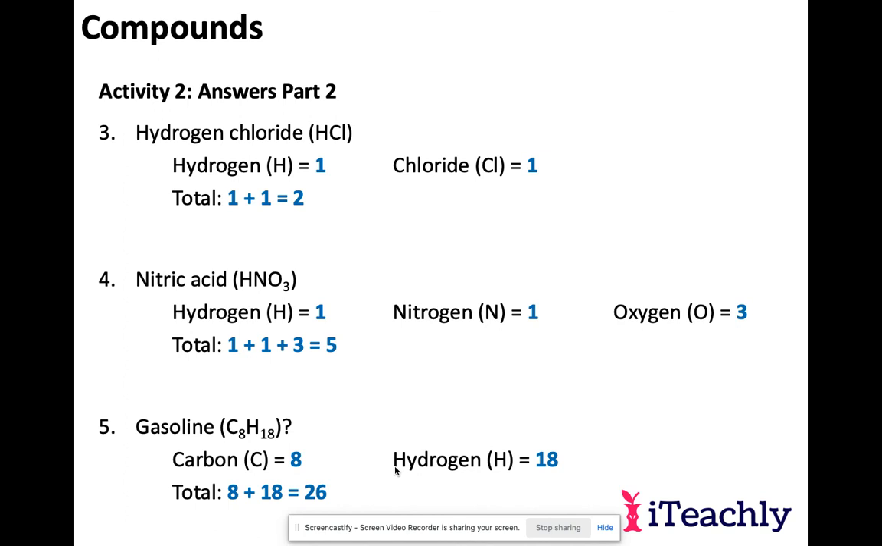So how'd you do on 3, 4, and 5? Were you able to figure this out? If you are struggling on counting atoms, please make sure you're reaching out to me. If you're confused on the difference between an atom, a molecule, and a compound, please ask for clarification.